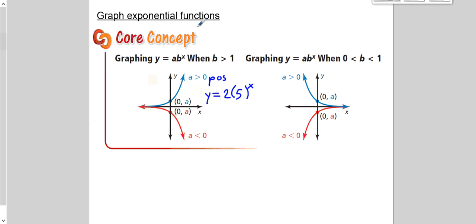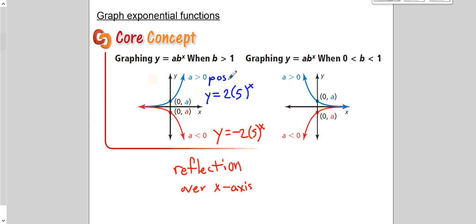And if the a is negative, maybe it's something like -2 times 5 to the x. That negative flips that over. That's called a reflection over the x-axis. So those two equations I wrote up here in blue and red, the second one, the red one, is a reflection over the x-axis of the first one.